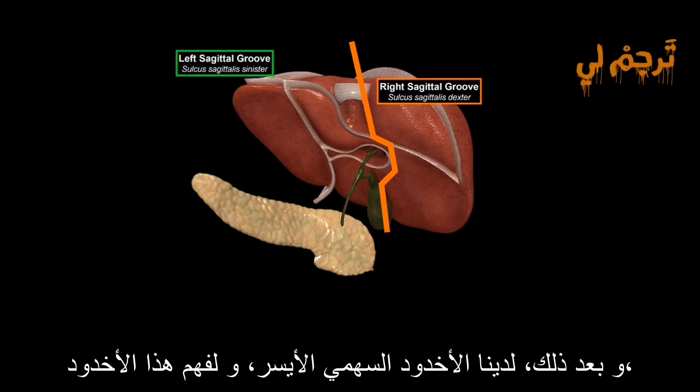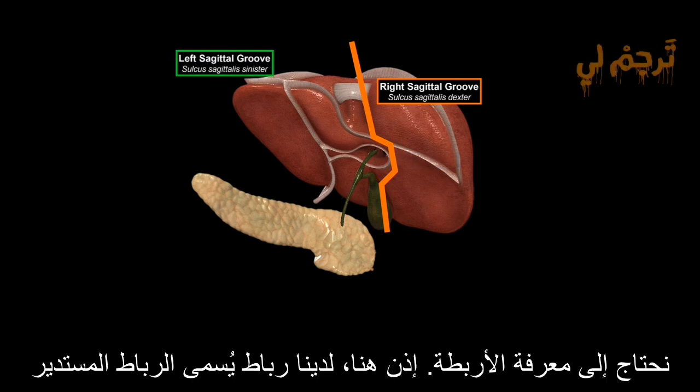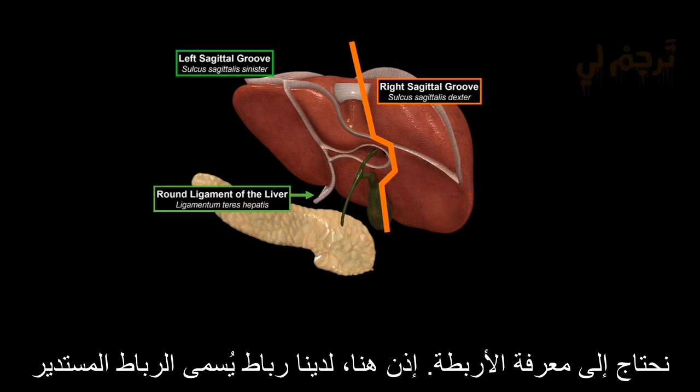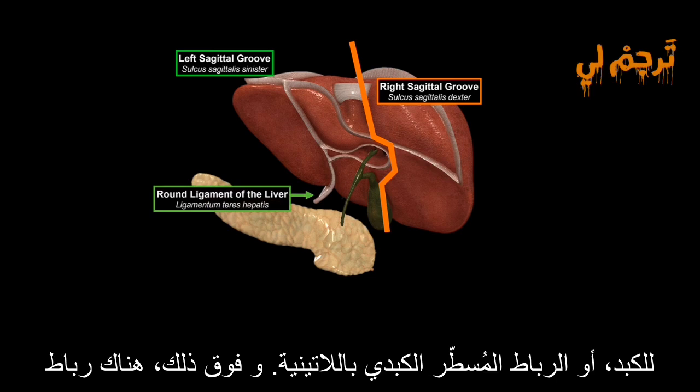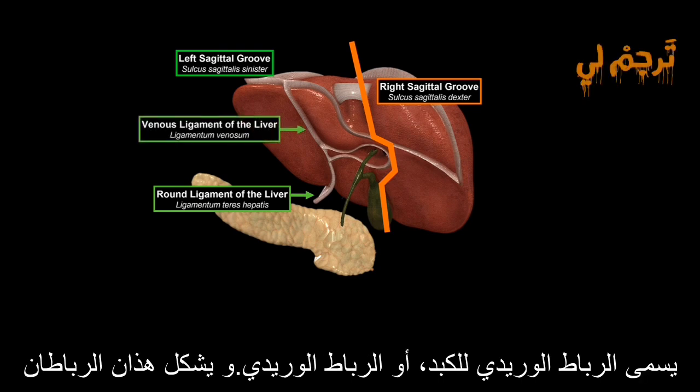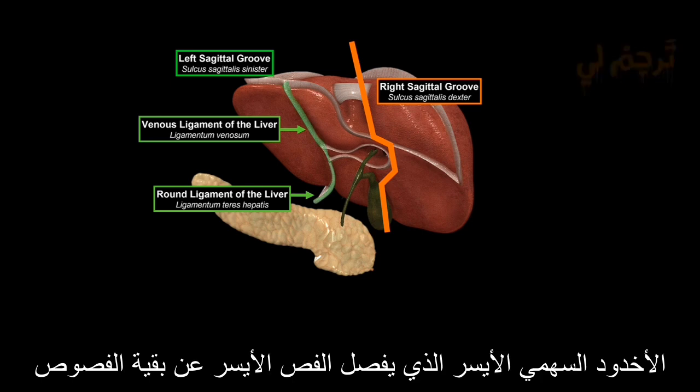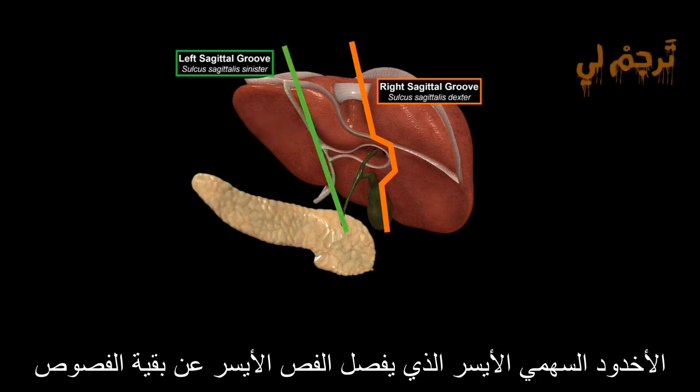And to understand this groove, we need to know the ligaments. So down here, we have a ligament called the round ligament of the liver, or ligamentum teres hepatis in Latin. And above that, there's a ligament called the venous ligament of the liver, or ligamentum venosum. And these two ligaments form the left sagittal groove, which separates the left lobe from the rest of the lobes.